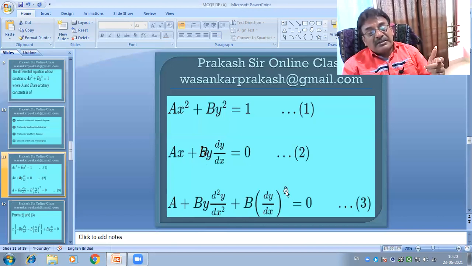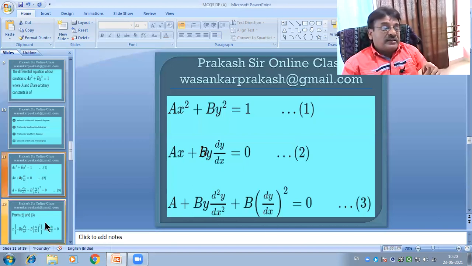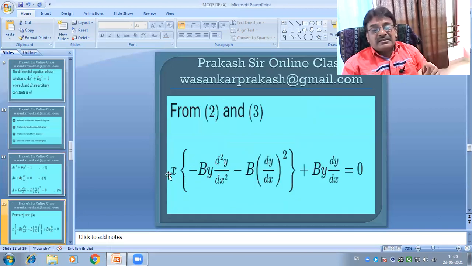So b into (dy/dx) whole square equals 0. From equation number three, we find the value of the arbitrary constant a and put these values in these equations. Here we put a equals minus by, we find a, and e equals minus by d2y/dx square minus b (dy/dx) whole square. Putting the value of e here, we get x as it is, this is the value of e, minus by d2y/dx square minus b (dy/dx) whole square, plus by into dy/dx equals 0.